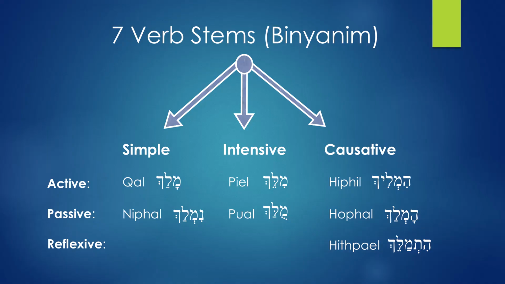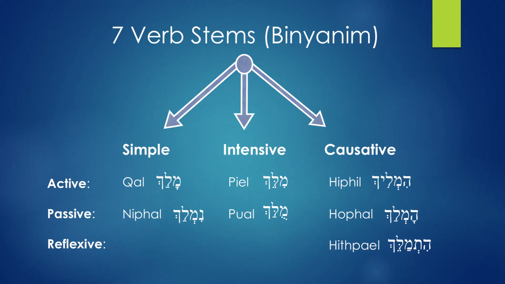Now, what are the 7 stems? Let me explain. Each Hebrew root, those 3 root letters, can appear in different stems called binyanim. Binyanim simply means stems or structures. One is binyan, more than one, plural, becomes binyanim. So the root can appear in the different stems called binyanim, the 7 stems. And these stems show the voice. By voice, we mean who is acting versus who is receiving. So voice shows who is acting or who is receiving the action.